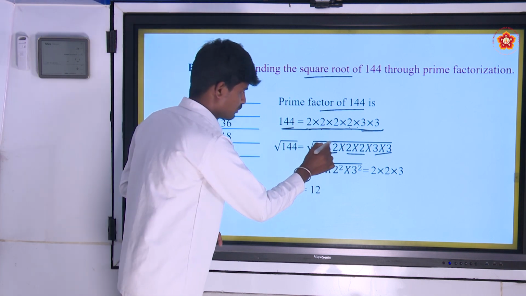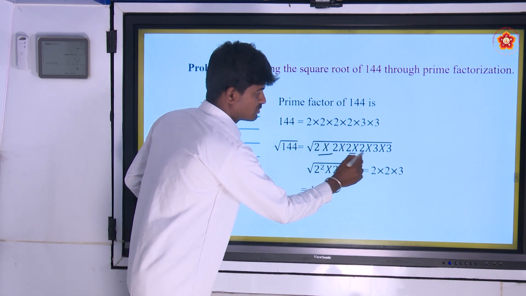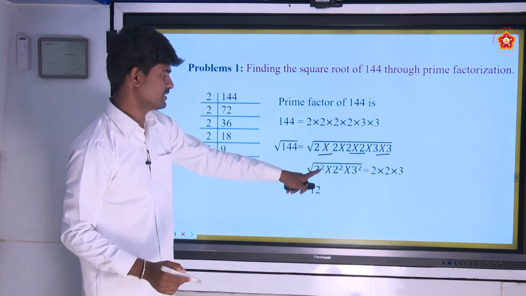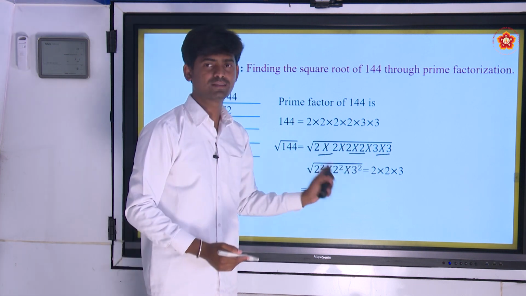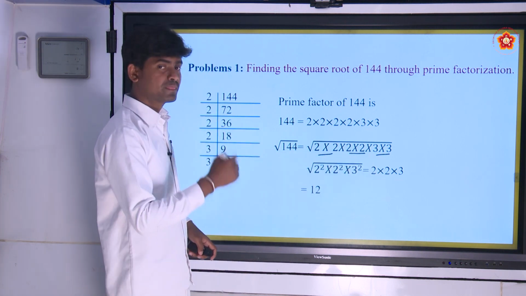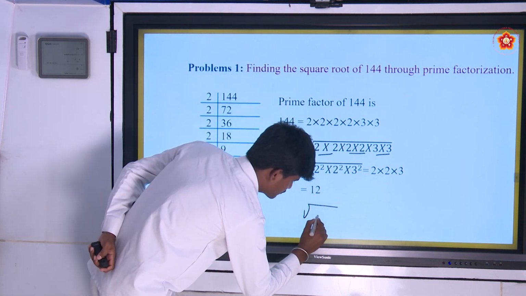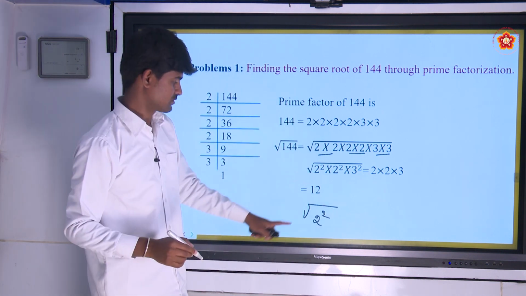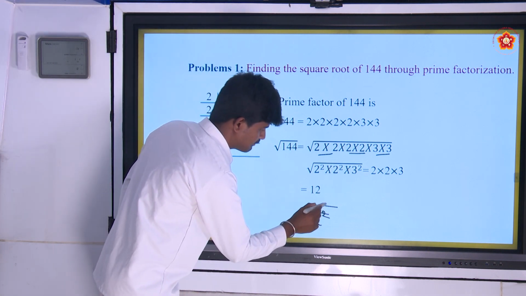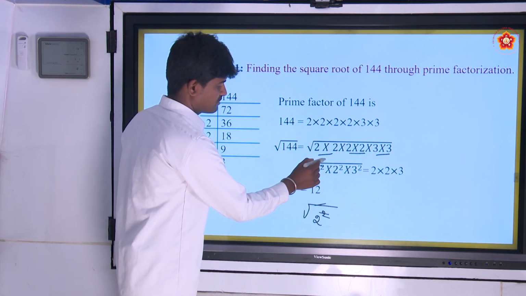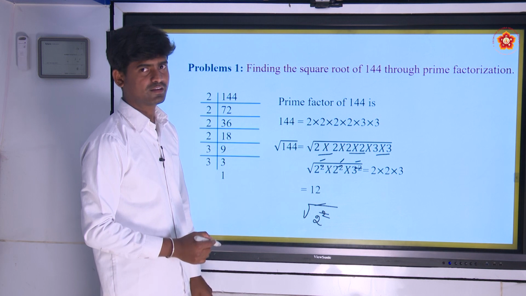We can make groups also, like this: 2 into 2, 2 into 2, 3 into 3. This can be written as 2 square, 2 square, 3 square. If the number is squared, then in the square root, that number will be cancelled. Is it right? The root was cancelled.